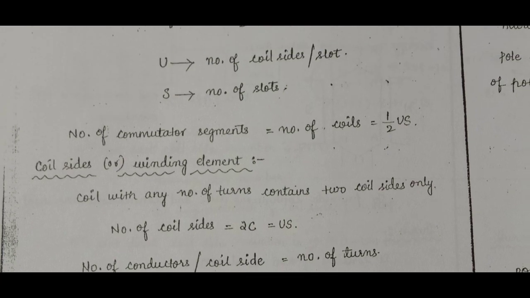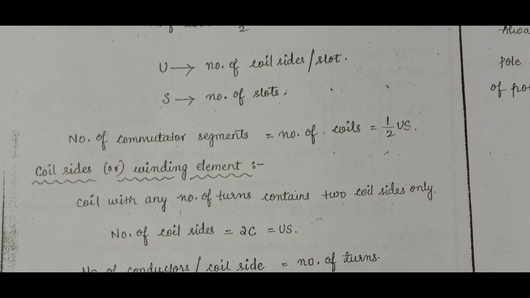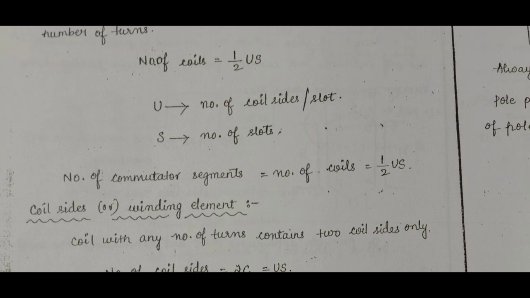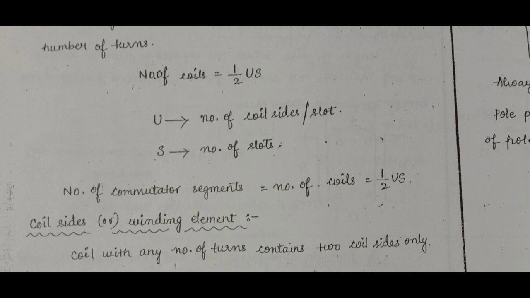US means the coil sides, S is the slots, and U is the number of coil sides per slot. The number of commutator segments equals the number of coils, which equals the number of coil sides per slot times the number of slots, divided by 2.